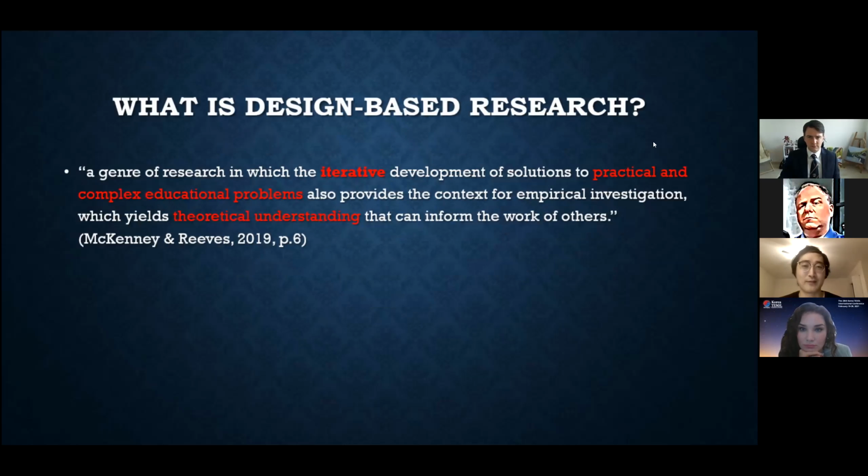So I'm not sure everyone is familiar with this research. So design-based research is a genre of research in which the iterative development of solutions to practical and complex educational problems also provides the context for empirical investigation, which yields theoretical understanding that can inform the work of others. So the keyword is iterative, and this research is for solving practical and complex problems, like context-based, like authentic problems, and also it contributes to theoretical understanding.